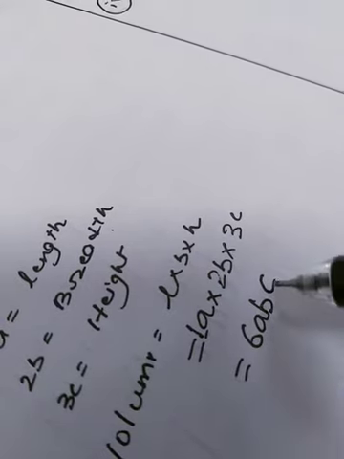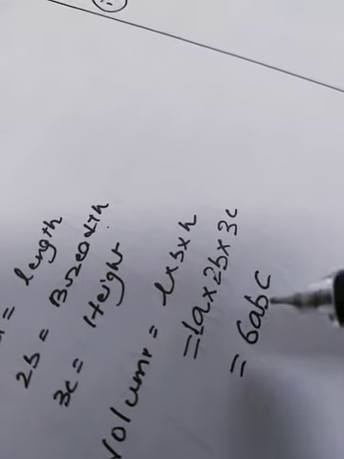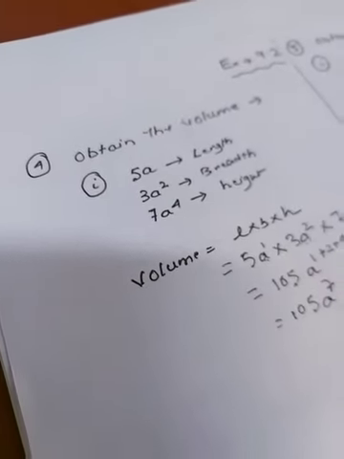Only 1. So the final answer would be 6 a, b, c. So this is all about question number 4, students. So let's move on to sum number 5.